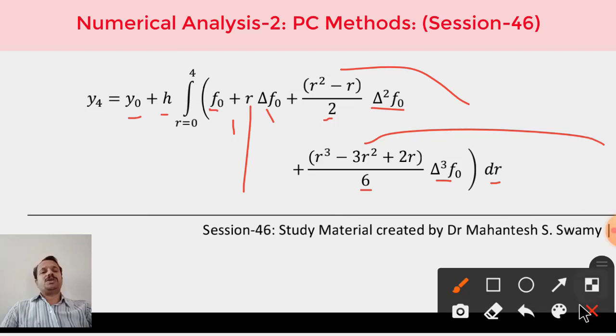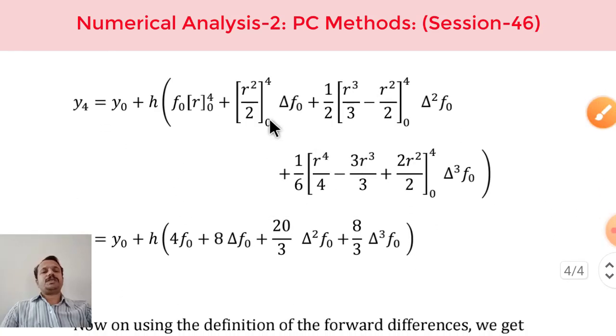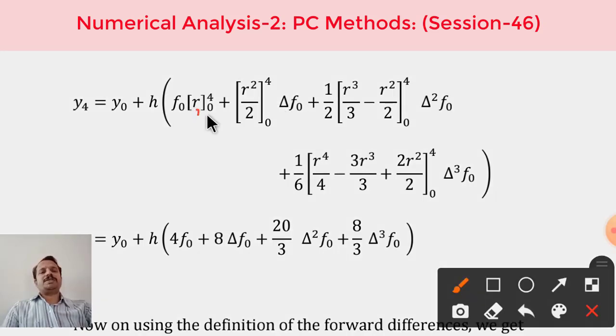So what does that give us? That gives us this thing. Please observe, integration of 1 is r, limits are 0 the lower, 4 the upper limit. Integration of r is r square by 2, lower limit is 0, upper limit is 4, delta f naught is constant. Here f naught is constant, plus 1 by 2 into delta square f naught is constant. Integration of r square is r cube by 3 minus integration of r is r square by 2. The limits 0, 4, it is over. Now come to the last term, 1 by 6 into delta cube f naught, that is a constant, keep it as it is. So the integration of the bracket is this much.